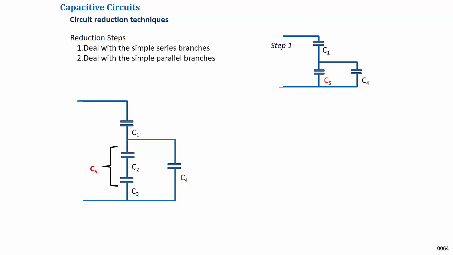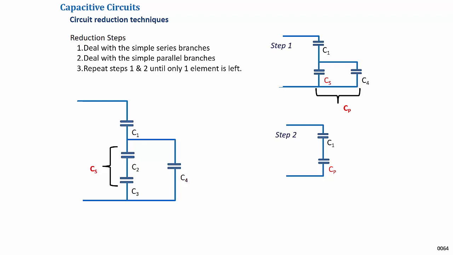Next, deal with the simple parallel branches. Again, there is only one parallel branch, CP. This reduces the circuit as shown in step 2. Then keep repeating steps 1 and 2 until only one element is left. In this case, we only have a set of series elements to consider which equate to CT. Finally reducing the circuit to a single element.